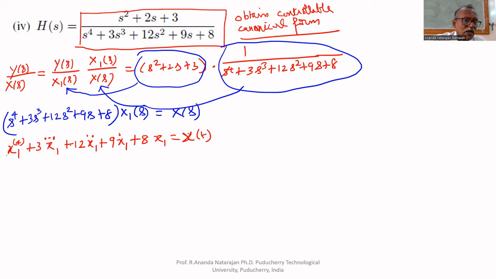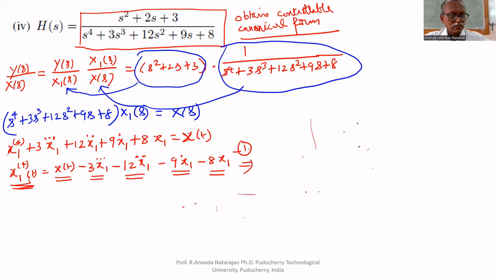Let us assume that the fourth derivative of x1 of t equals x of t minus 3 times the third derivative minus 12 times the second derivative minus 9 times the first derivative minus 8 times x1. This is how it can be simulated. Let us assume that x1 of t is available.